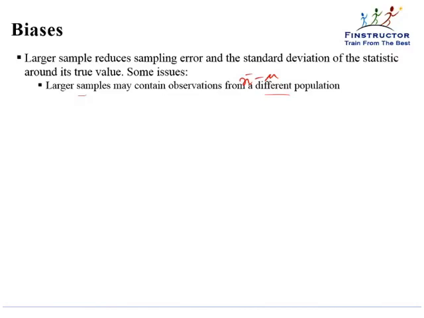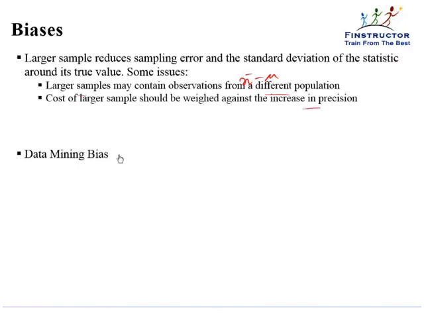So in very large samples, this is a mistake that can sometimes come in. The cost of taking a large sample should be weighed against the increase in precision. So if there is not much improvement, then no point wasting your time and effort in collecting a very large sample.